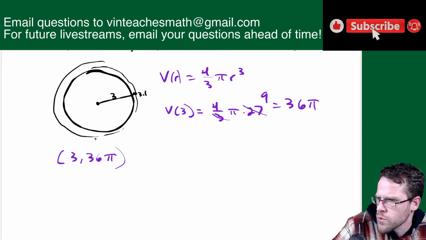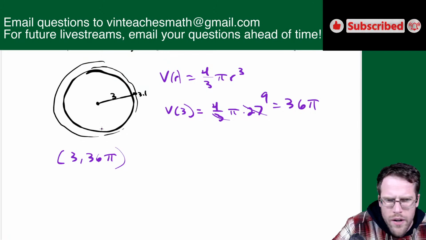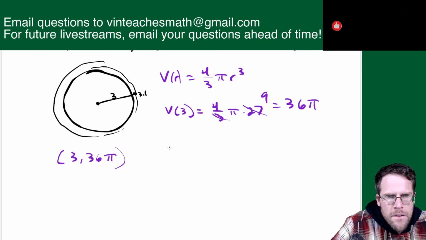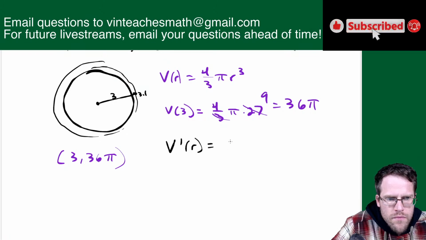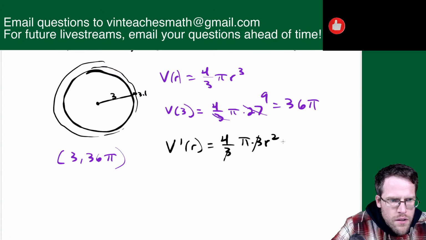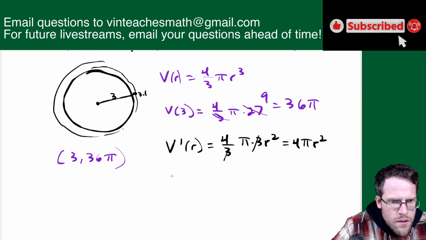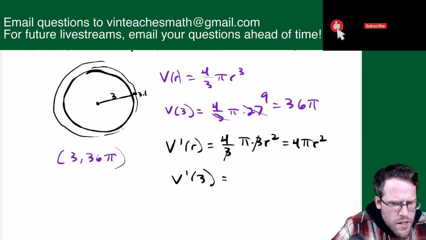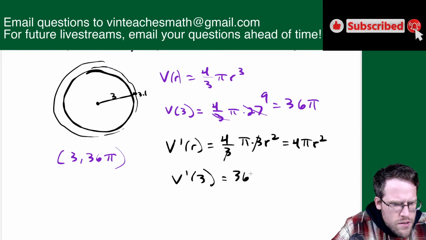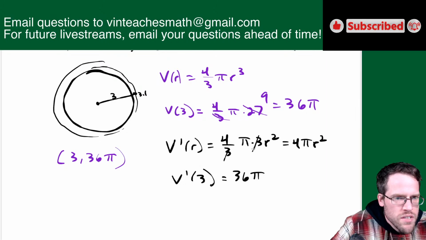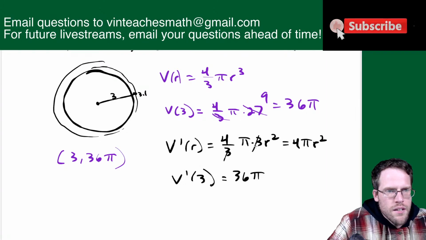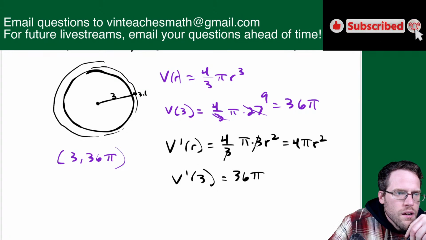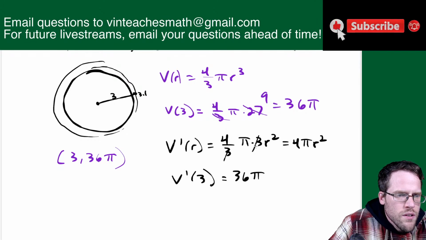Now V prime of r is 4/3 pi times 3r squared, which is 4 pi r squared. So V prime of 3 is... wait, why can't I think? 9 times 4, 36 pi. Wait a minute. Did I say something ridiculous? Give me a second. V of 3, 4/3 pi times 27.